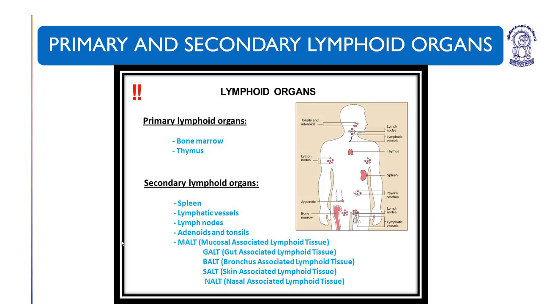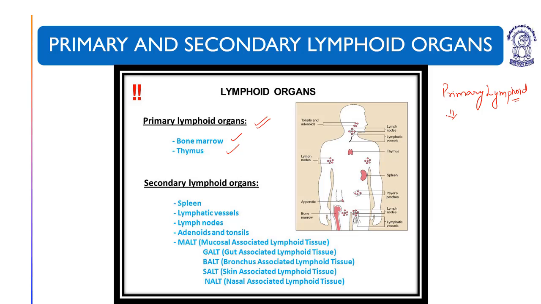Now, coming to primary and secondary lymphoid organs. The lymphatic system. Lymphoid organs are the places where the maturation and proliferation of lymphocytes take place. There are two types of lymphoid organs. The primary lymphoid organs, like bone marrow and thymus, are the organs where T lymphocytes and B lymphocytes mature and acquire their antigen specific receptors. I will just write here: the primary lymphoid organs.